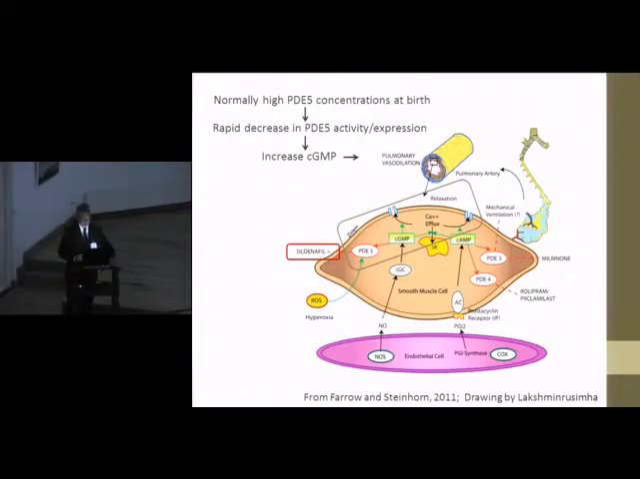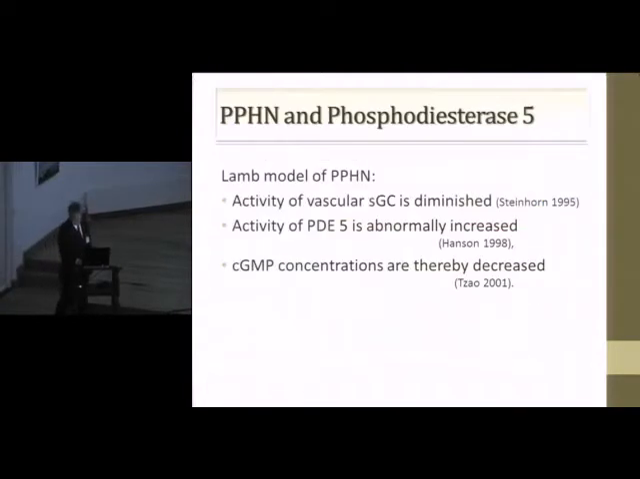This is a cartoon, but I'm going to try and build on what Judy talked about before, which is that normally there are high phosphodiesterase 5 concentrations present at birth, followed by a rapid decrease in PDE5 expression and activity, increasing cyclic GMP, which causes pulmonary vasodilation. So all these things dilate the smooth muscle cell of arteries. We're going to focus over on this side where PDE5 lives and its effect on cyclic GMP, calcium efflux out of the cell, and smooth muscle vasodilation.